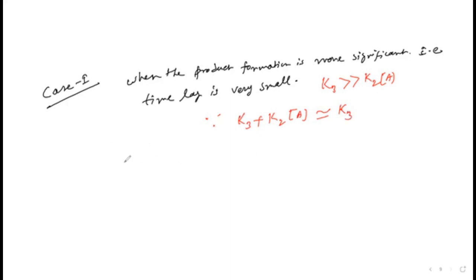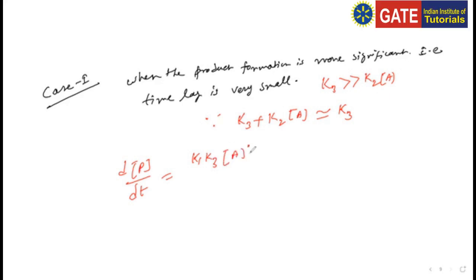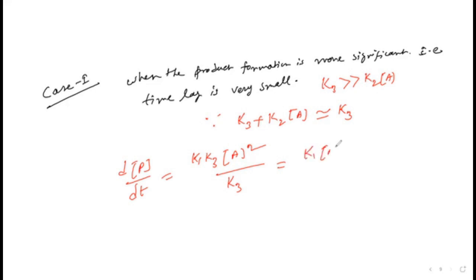So the equation becomes dP by dt equals K1 into K3 into A square divided by K3, nothing but K1 into A square. This is the second order.